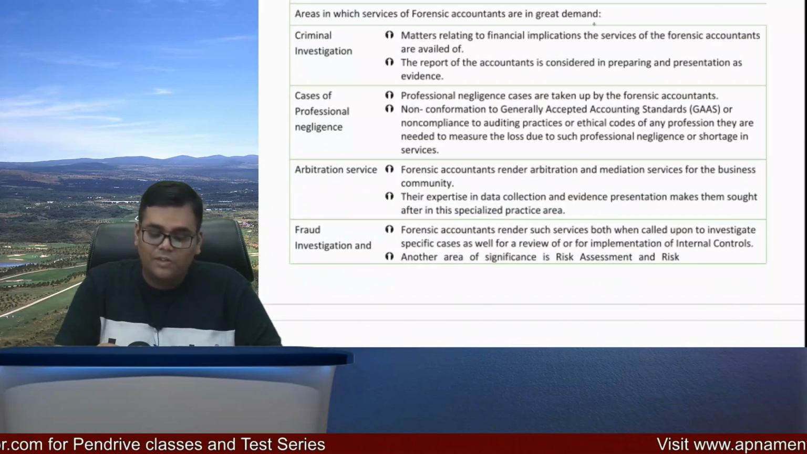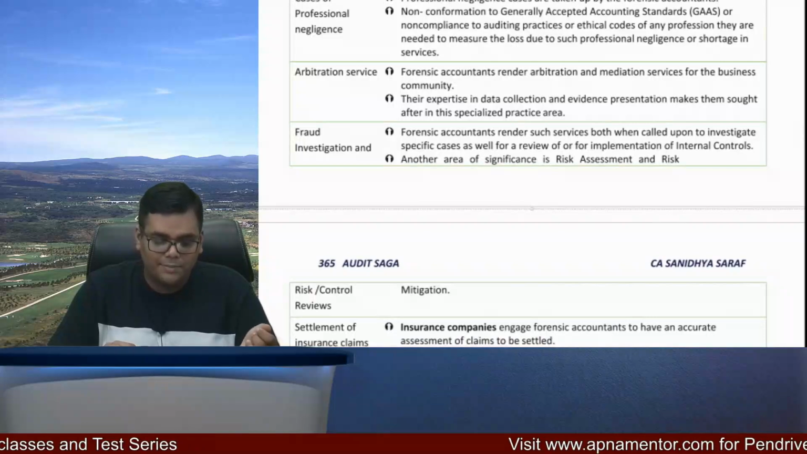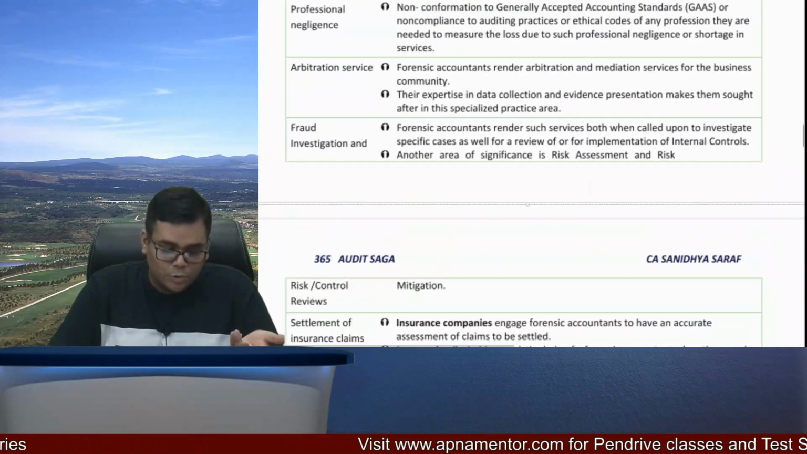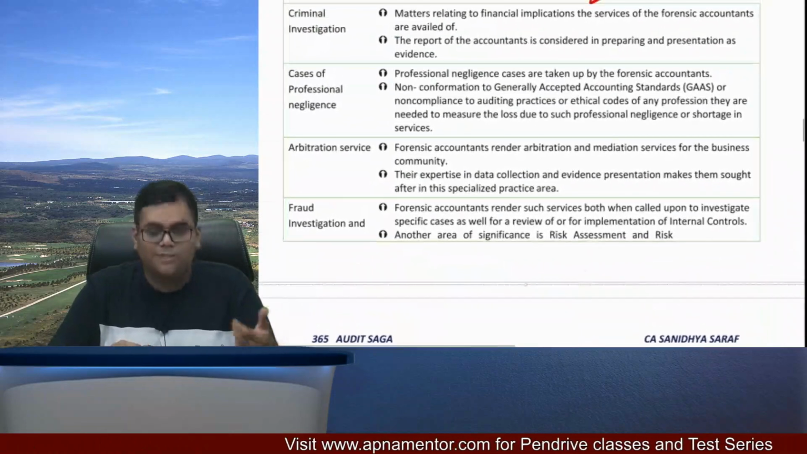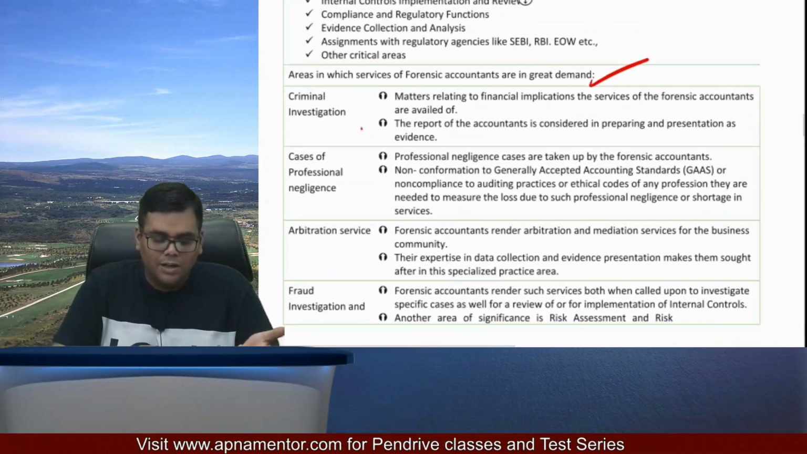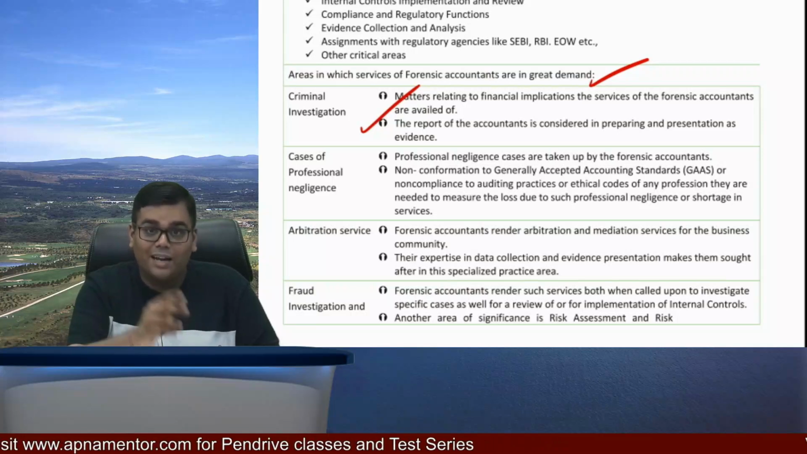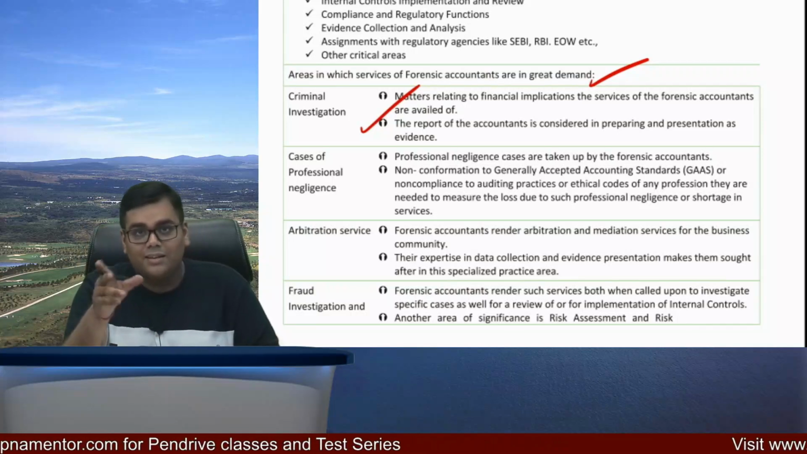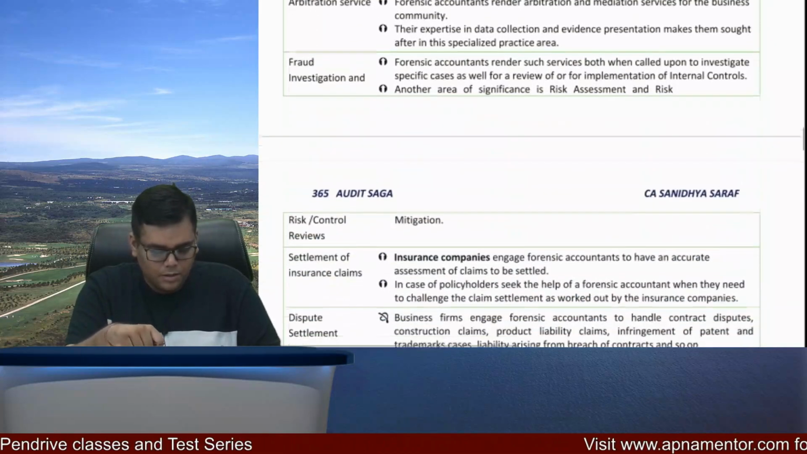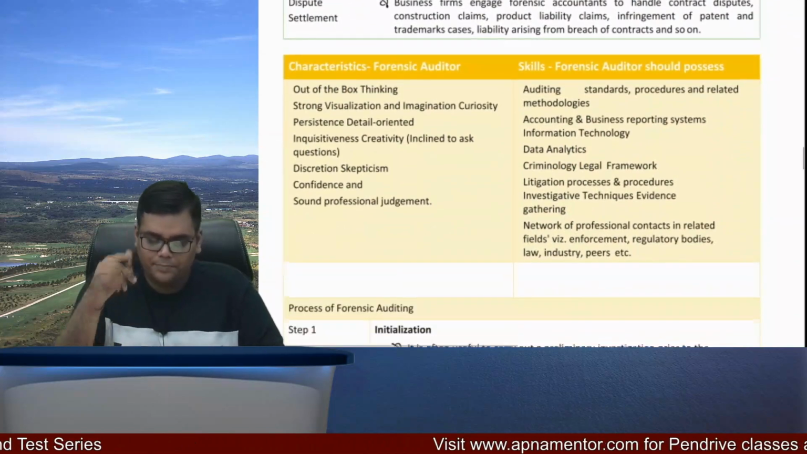Areas in which services of forensic auditors are in great demand, as I told you: insurance companies, settlement of insurance claims; in the banking sector, before giving loans; then dispute settlement, arbitration services, cases of professional negligence to identify whether the CA is guilty of professional misconduct or not, criminal investigation. Again, if you have seen the movie Asur, you will know the importance of forensic audit in criminal investigation, right? Risk control, dispute settlement, so all of these are there.